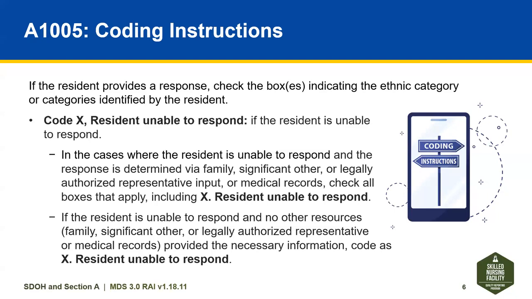If the resident is unable to respond, but the responses are determined via discussion with family, a significant other, or guardian or legally authorized representative or in our medical record documentation, you're going to check all the boxes that apply, including X, resident unable to respond. If the resident is unable to respond and there are no other resources available to provide the information to inform the coding of ethnicity, you will only code X, resident unable to respond.